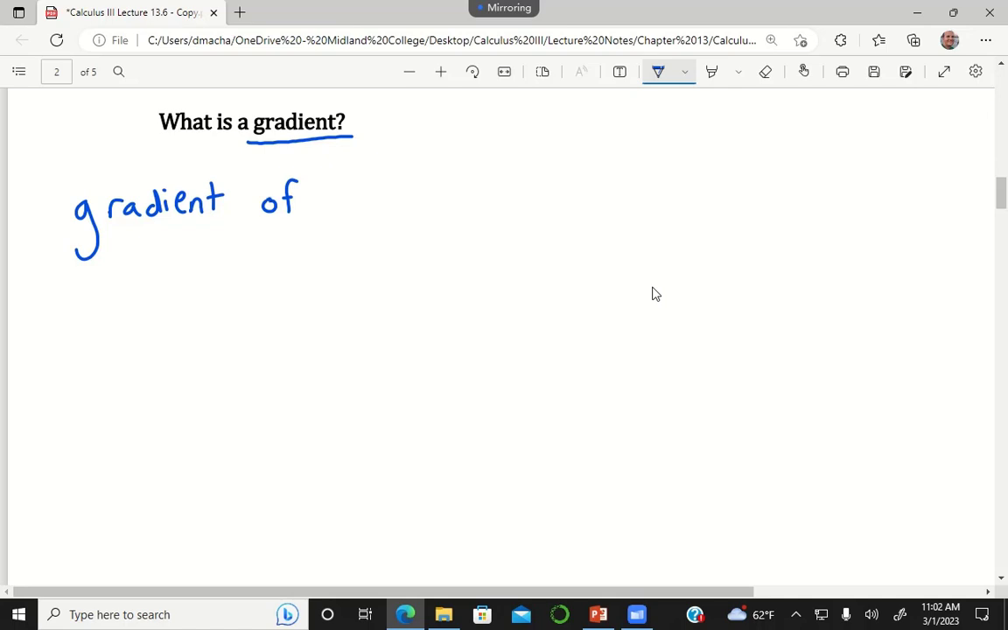We always talk about the gradient of a function. So I'll name my function f. Well, the notation we use to denote the gradient is this little triangle.